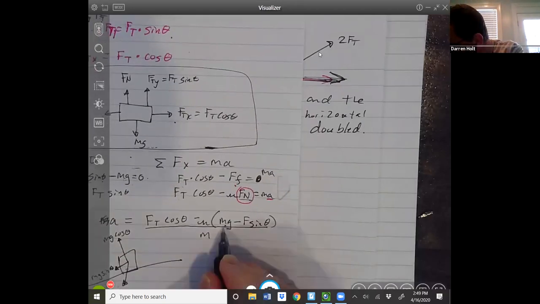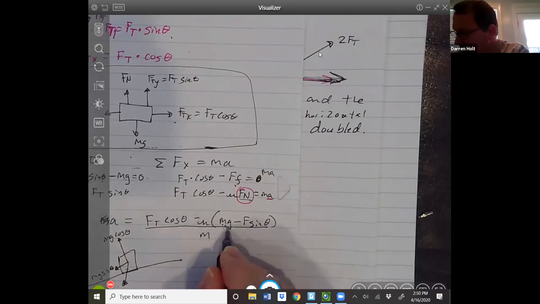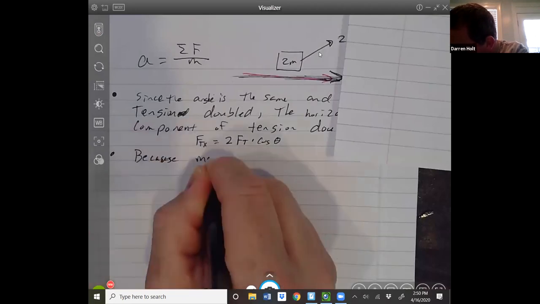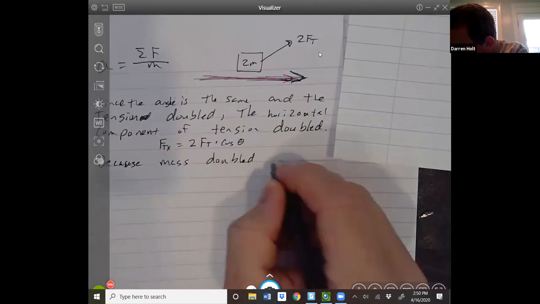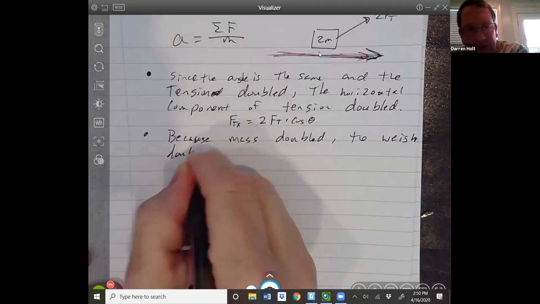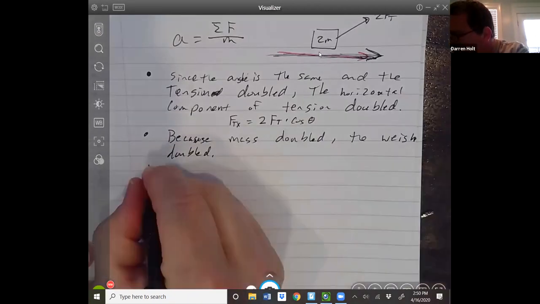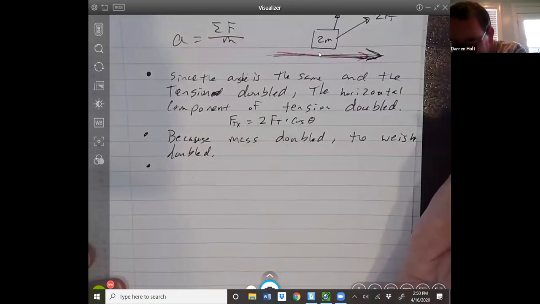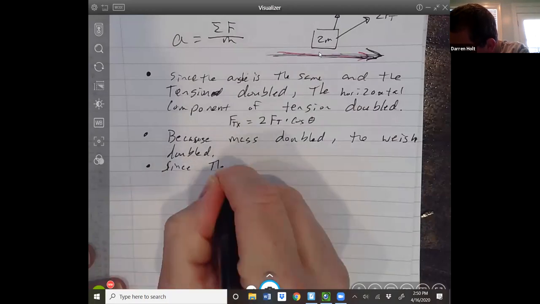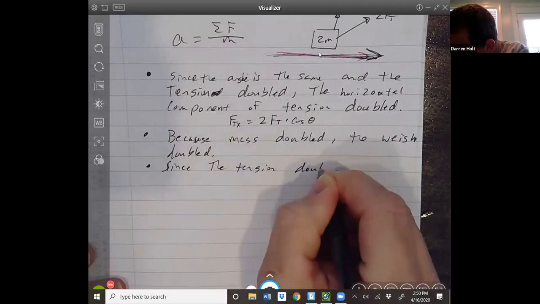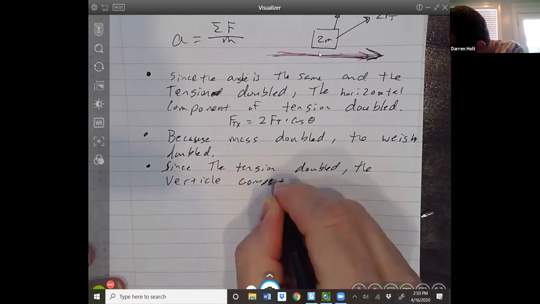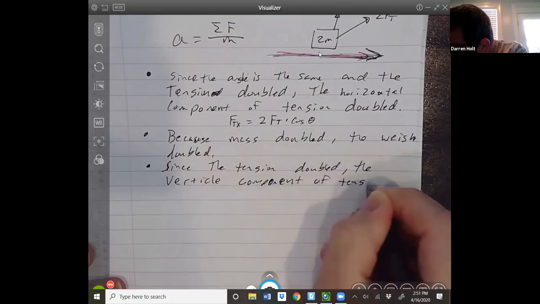We could say that the weight of the box, mg, is the weight of the box doubled. So because mass doubled, the weight doubled. That's a statement that should be in your paragraph. Not only that, the tension that's in the vertical direction, which affects the normal force, since the tension doubled, the vertical component of tension doubled.